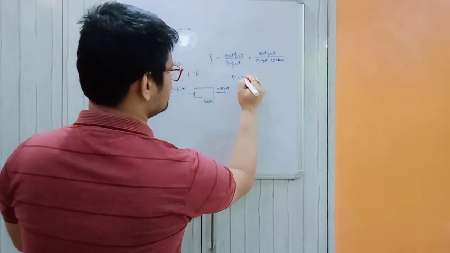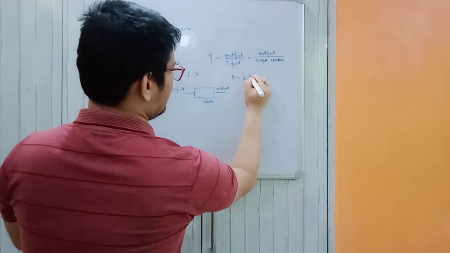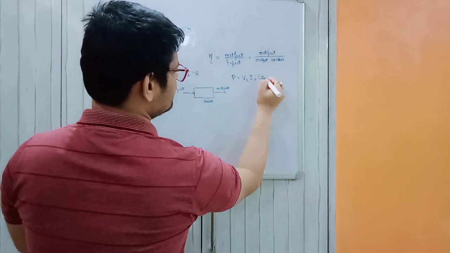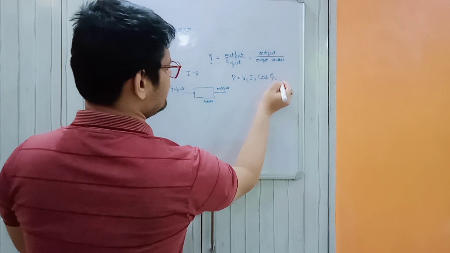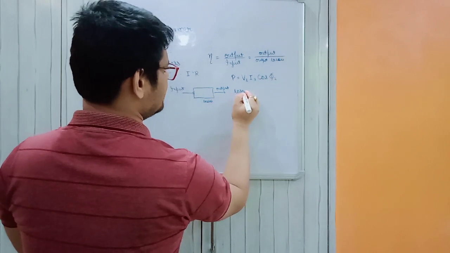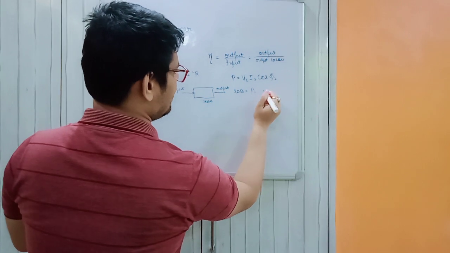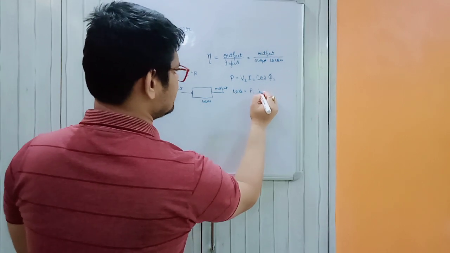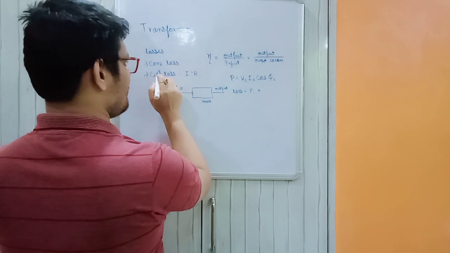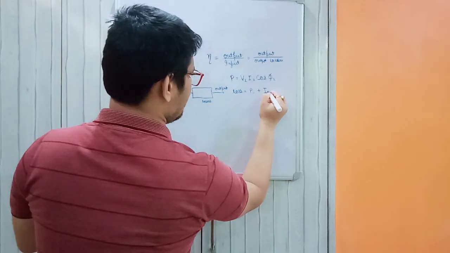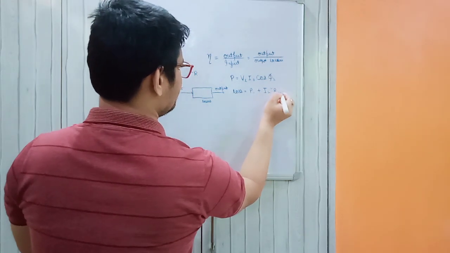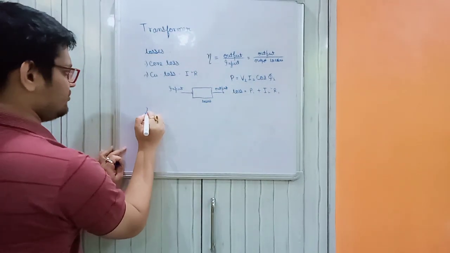Output is equal to P is equal to V2 I2 cos phi 2, and we can keep the losses as iron loss, which we write as Pi, plus the other loss, the copper loss, which we can write as I2 square R2. So now we can go directly to the equation.